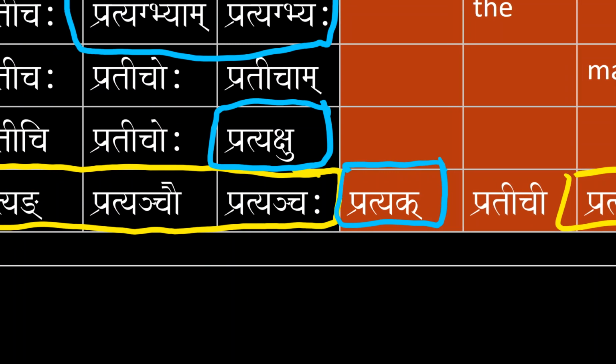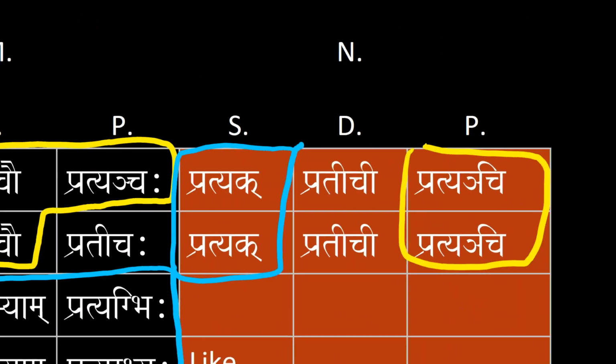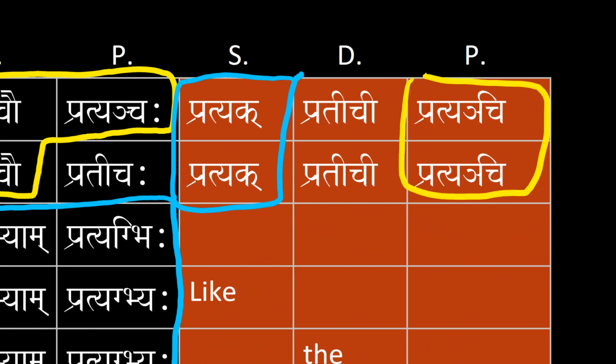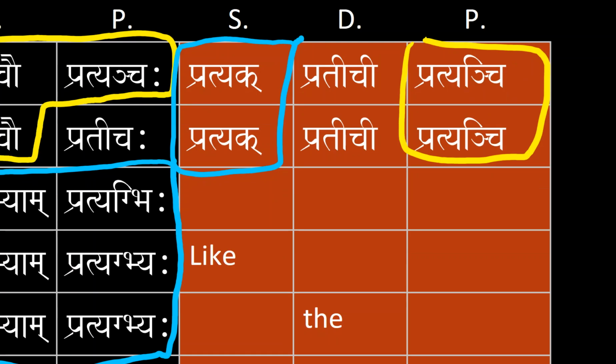Now moving on to the neuter declension. For nominative, singular, dual, and plural, we have pratyak, then pratichi, and then pratyanchi. This is actually supposed to have the vowel attached, so I'll take a minute and correct that. So pratyanchi, that's how it should be spelt and written out.